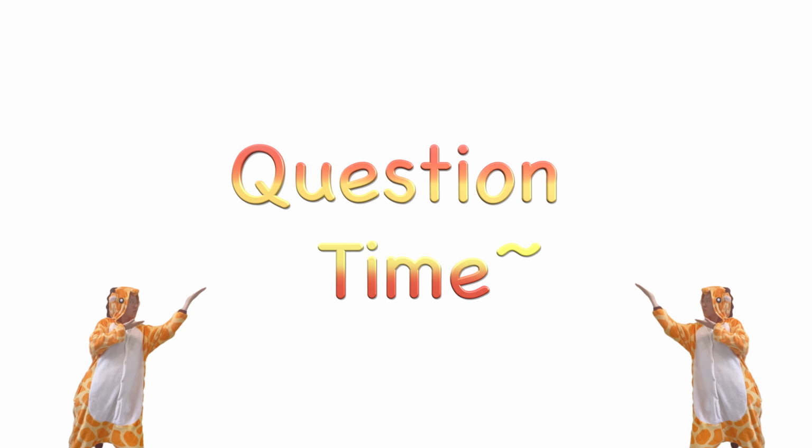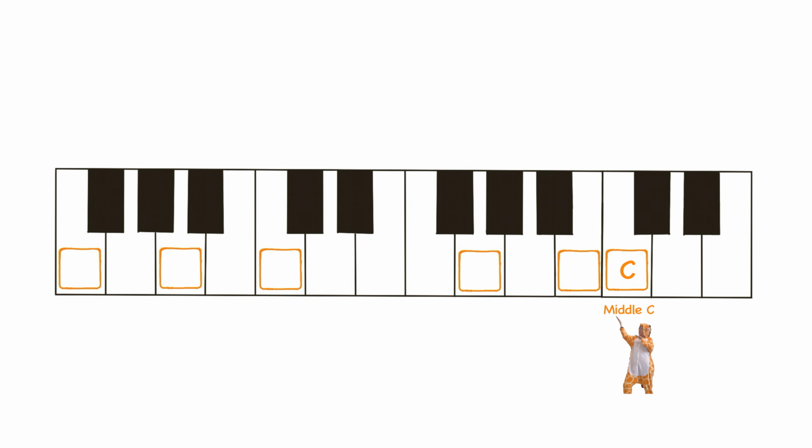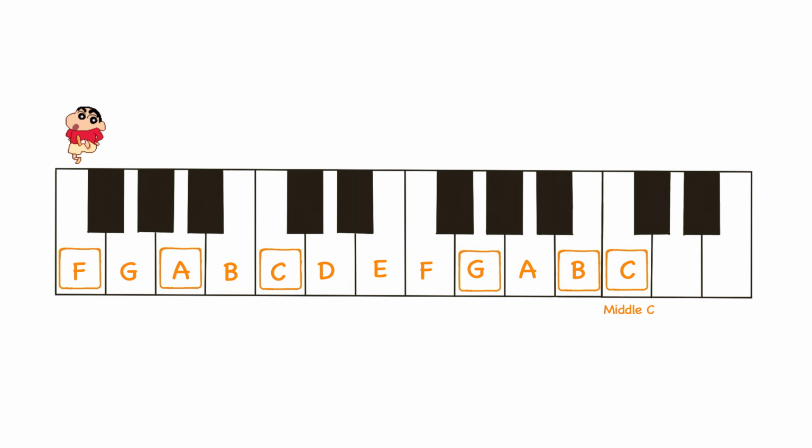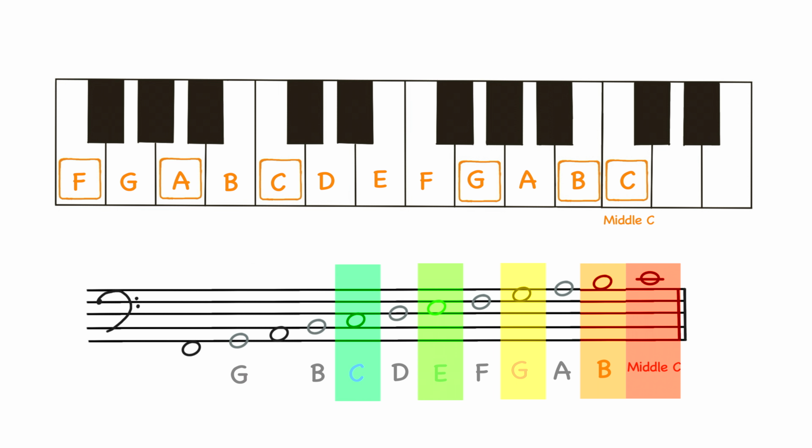Let's try some questions now. Fill in the missing letter names and notes at semibreves. This is middle C. We can count down from here. On a stave, if we count from middle C, B is the letter prior to C, so B is the space note before the C. The line note just before the B is A. G is just before the A. The note after G is F, and then E, C, A, F.